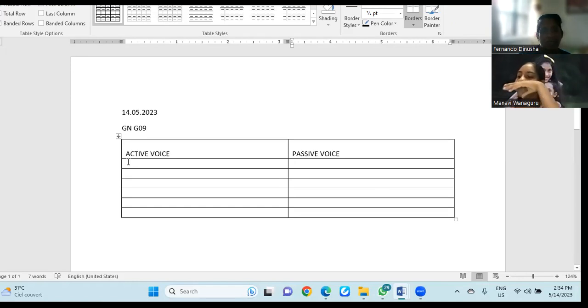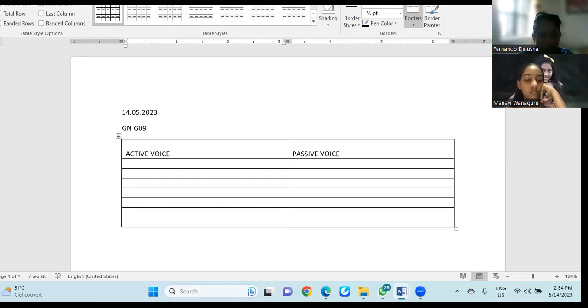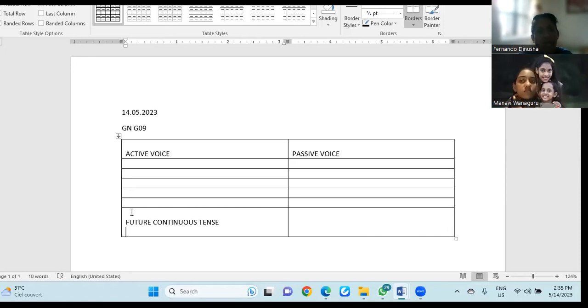Right. Now active voice. You have done present, past, future, present continuous, past continuous. Today you have to do future continuous, right? Future continuous tense. Right, Puta. Now this is what I will fill the rest of the chart. Don't worry. Future continuous tense is your fifth tense.